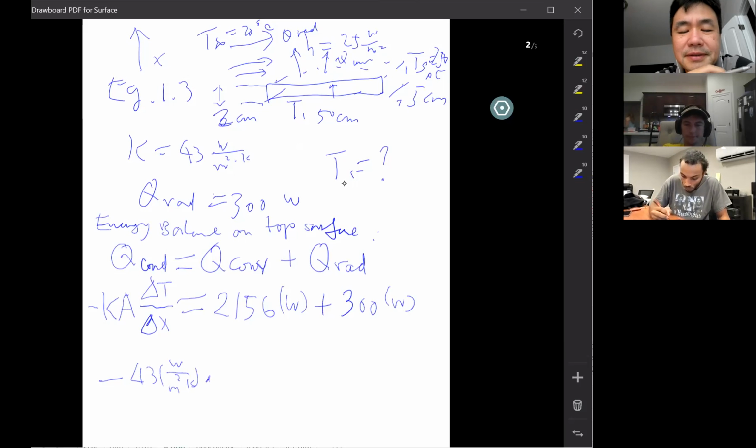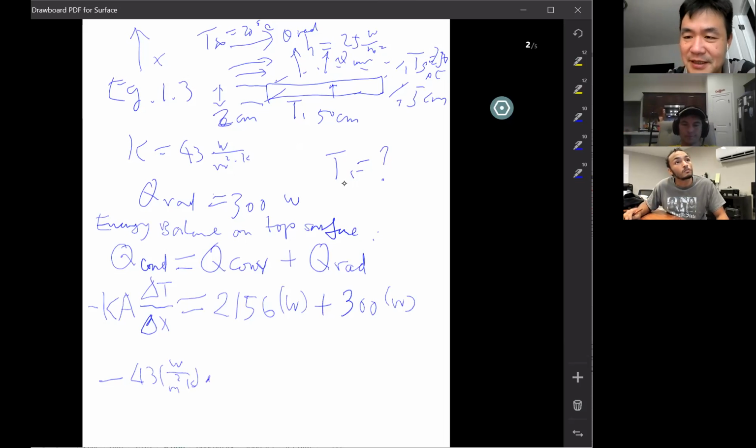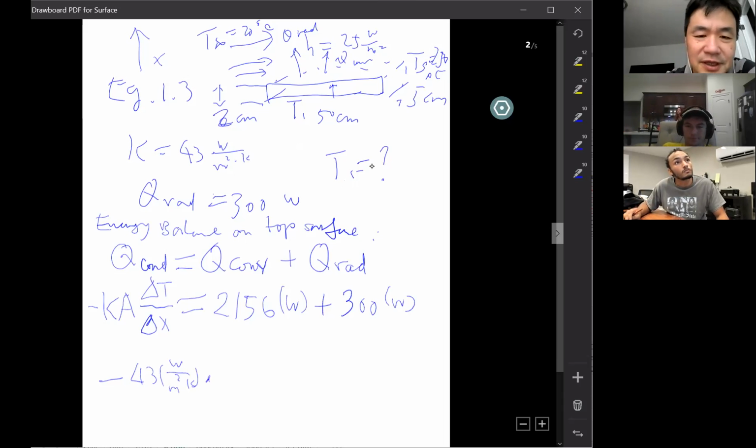What's A here? 0.75 times 0.5. Yeah, that's the surface area, right? The area doesn't change along the heat flow direction, okay? So it's a constant. It's much easier to solve if it's a constant area.